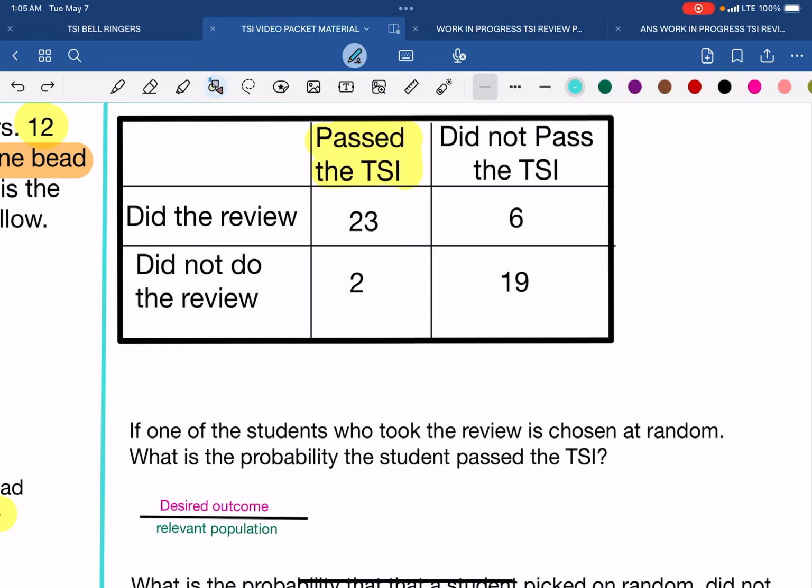Well, in total, I have 23 that did the review and 2 that did not do the review that still passed. That is a total of 25. How many did not pass the TSI? Oh, look at this. 25.